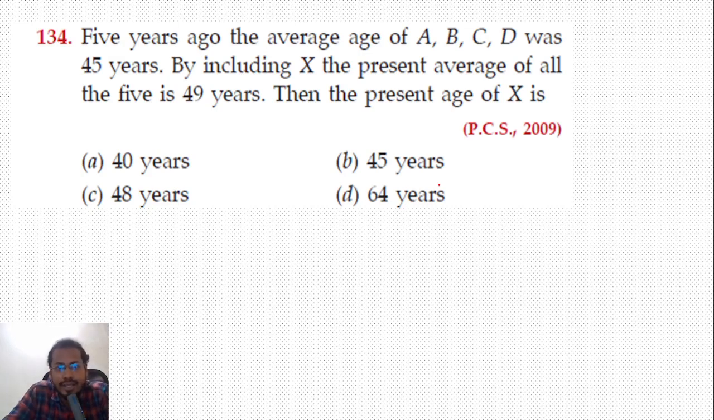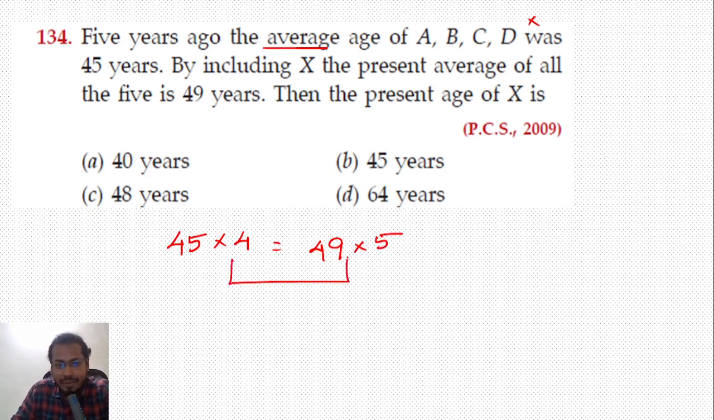By including X, the present average of all the 5 is 49. Simple, guys. See, first I will write it in the theoretical way. 45 years is an average for 4 persons. So into 4. Okay. Now by including X, that means A, B, C, D and X, the average of all the 5 is 49. So 49 times 5 persons. The difference between these two is the answer. So keep this in mind.